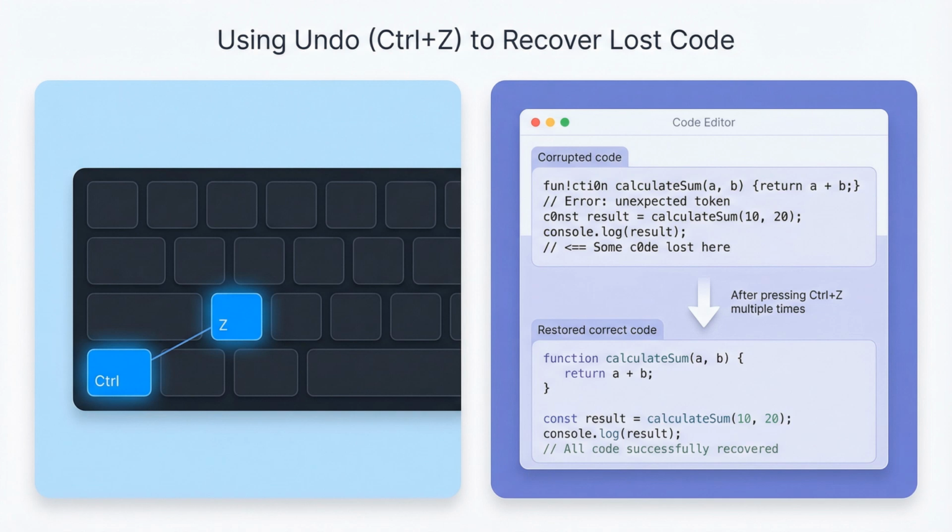Each press of Ctrl-Z undoes one action, stepping back through your edit history. If you accidentally deleted several lines of code, pressing it multiple times will restore them one by one. Get into the habit of using it immediately when you notice something broke.